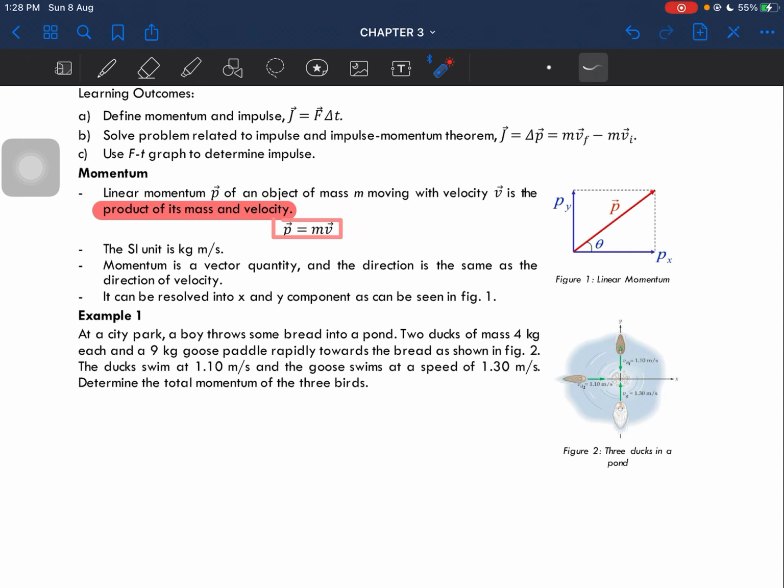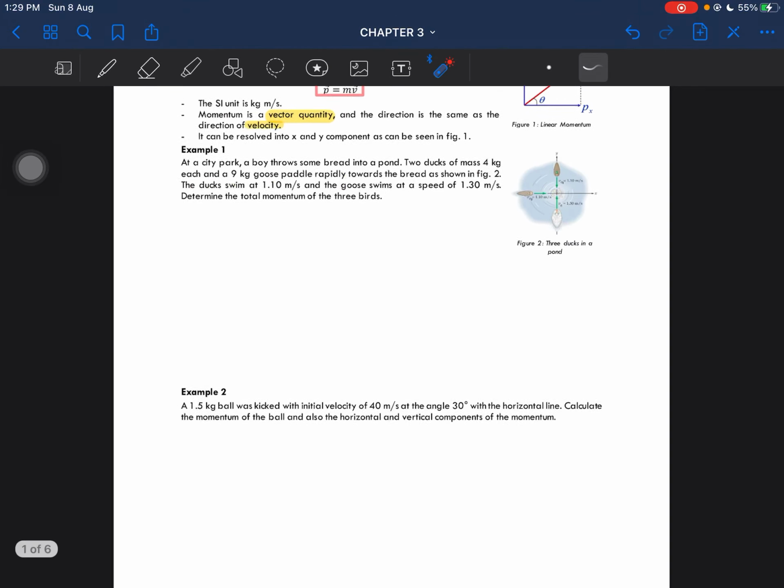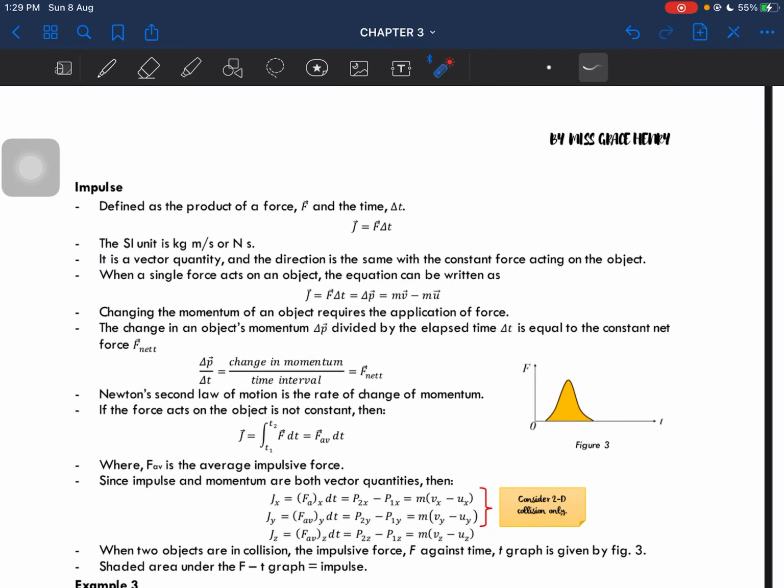So again, we have scalar and vector quantities, and momentum falls in the category of vector quantity, so it has a direction, which is the same as the direction of the velocity. As per usual, a vector quantity can be resolved into x and y components, such as this one. Alright, let's go to the next theory, which is impulse.